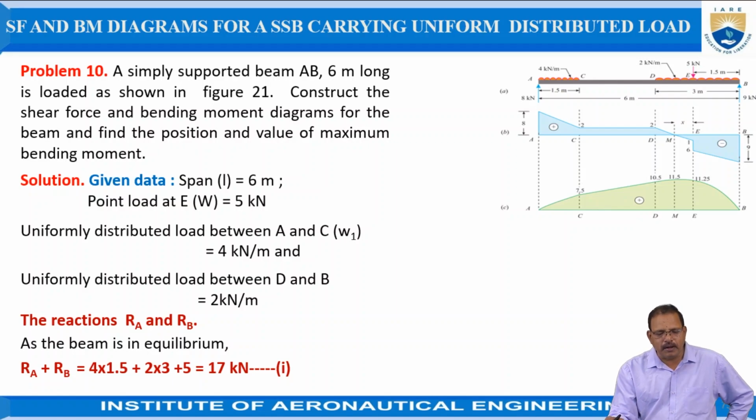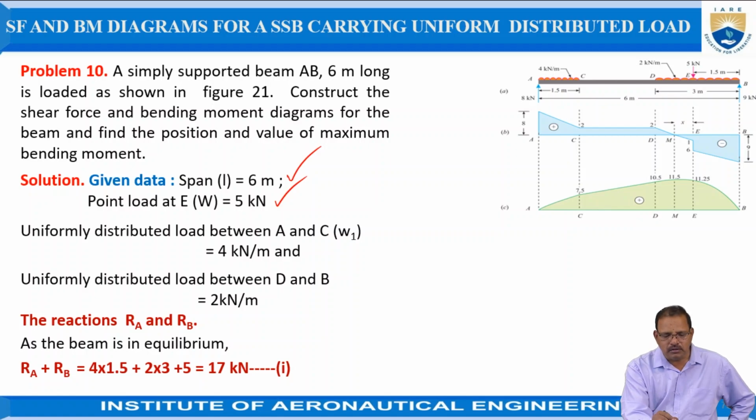So, given in the problem, the length of the span is equal to 6 meters. The point load at E, that is 1.5 meters from B, is equal to 5 kilonewtons. The uniformly distributed load between AC is given as 4 kilonewton per meter. The uniformly distributed load between DB is 2 kilonewton per meter.